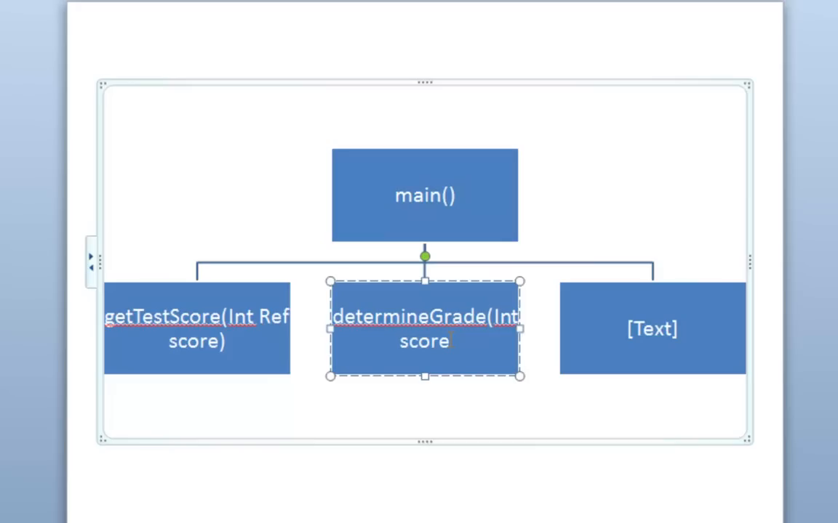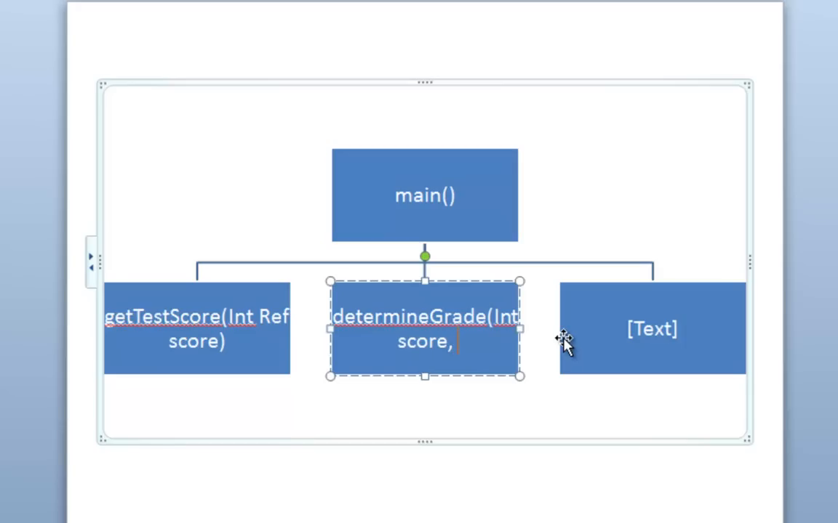Now think about the score coming in. Do we need to do this by reference or by value? If we do it by reference, that means that we can make changes to it here and we can get those changes back to main. But really all we're doing with score is using that to work through our logic and figure out what the corresponding grade is. So we really don't need this by reference. We can just pass it by value.